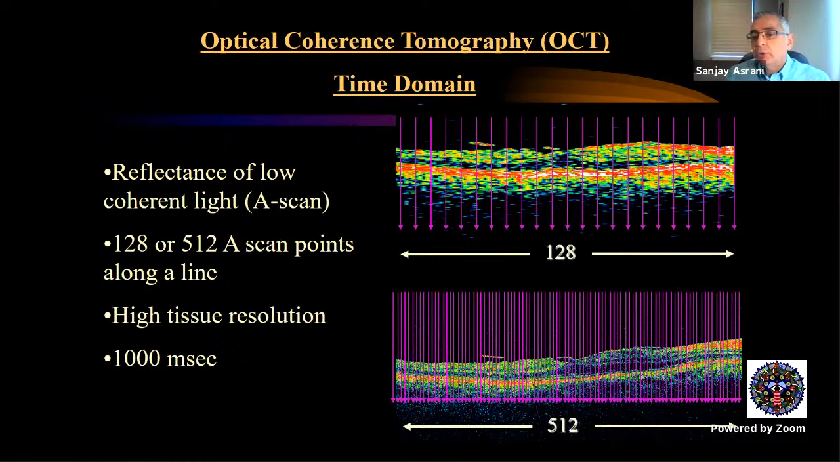Then somebody came up with the idea that let's replace the mirror with a spectrum that it can be compared against, so we don't have to rotate the mirror. And this person was kind enough to publish the results without patenting it. And therefore, instead of having only one manufacturer of time domain OCT, we thankfully now have multiple manufacturers of what is called spectral domain OCT.